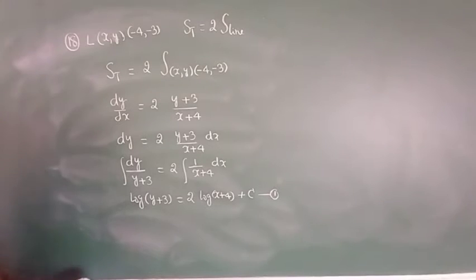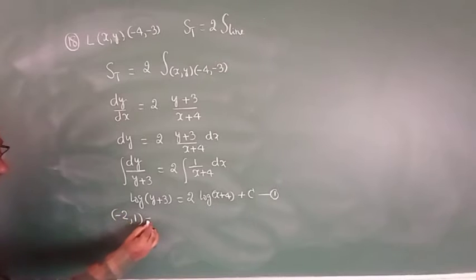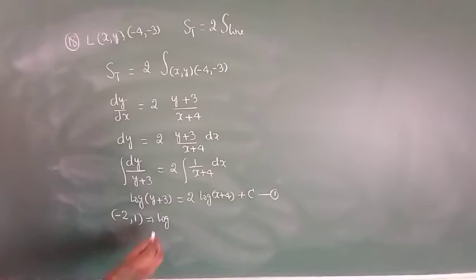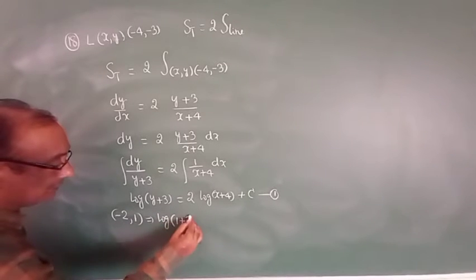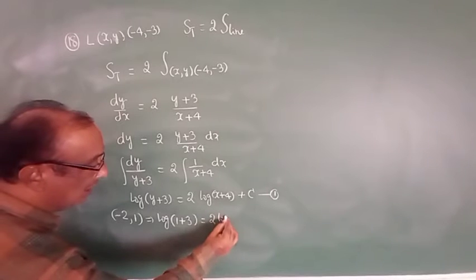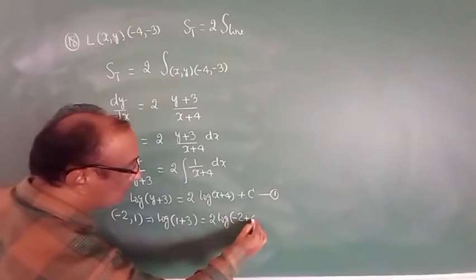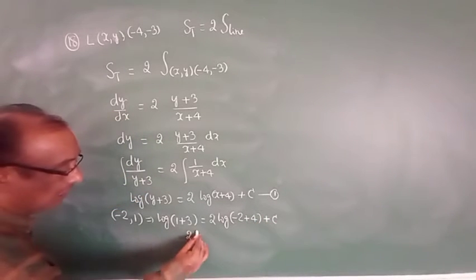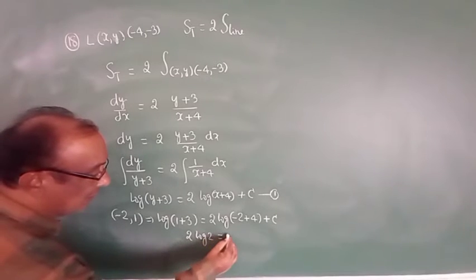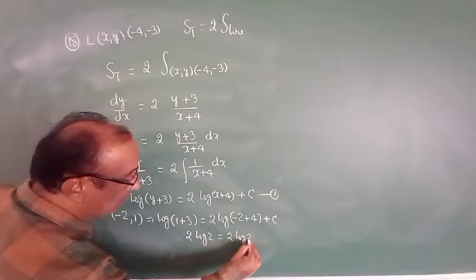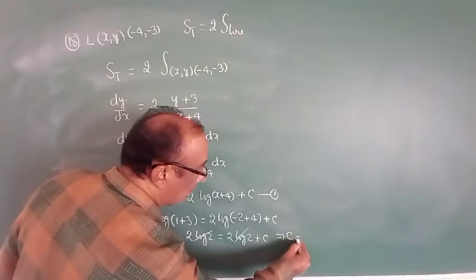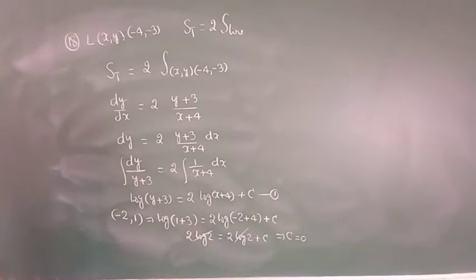For finding the c, the given point is (minus 2, 1). Alright, substitute: log of (1 plus 3), y place, is equal to 2 times log of (minus 2 plus 4) plus c. Right, write down: log 4, which means 2 log 2, is equal to 2 log 2 plus c. 2 log 2 cancel, therefore c is equal to 0. Write it down in equation 1; the particular solution is completed.